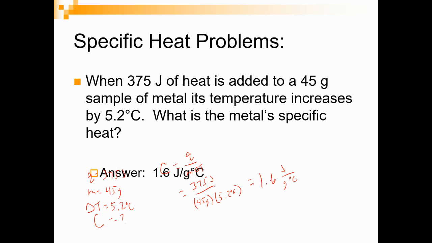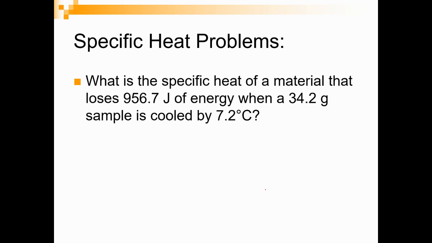And notice where this unit comes from. It comes from all the units in the equation itself, joules per gram degree Celsius. 1.6, 2 significant digits because in our problem, the least significant digits is 2. So would you guess this was a metal or a non-metal just looking at this value? Well, it says it's a metal, but that's a pretty high value for a metal. So I guess it is a metal because it says it's a metal, but that's a pretty high value for a metal. Let's look at another problem.